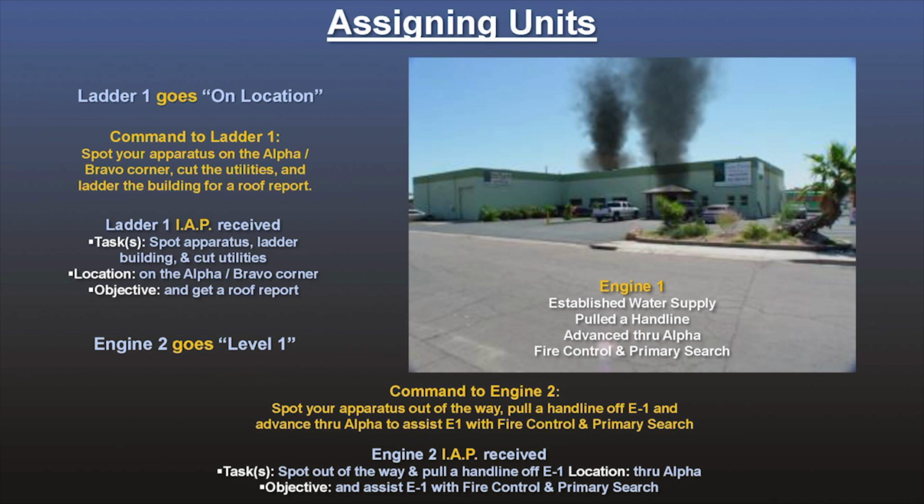Engine 2 is level 1. Command to Engine 2, spot your apparatus out of the way, pull a hand line off Engine 1, advance through Alpha, assist Engine 1 with fire control primary search. Engine 2 received, pull a hand line off Engine 1, advance through Alpha, assist Engine 1 with fire control and primary search.